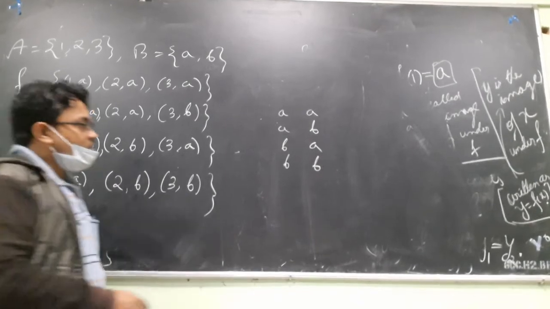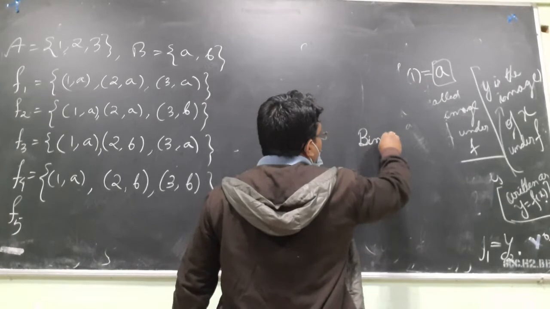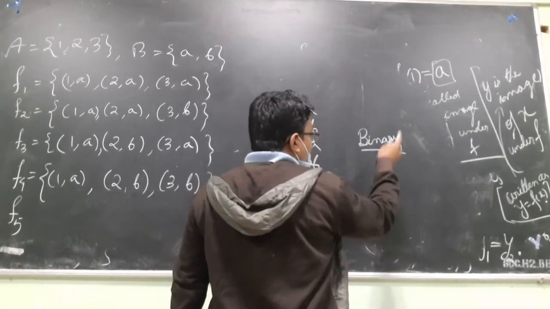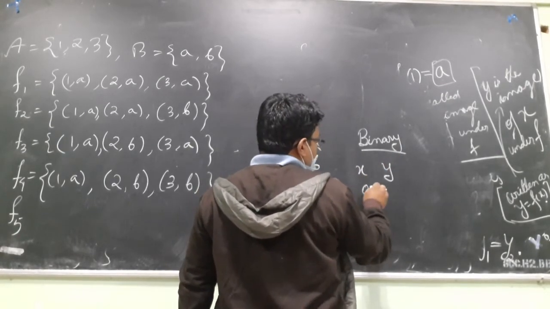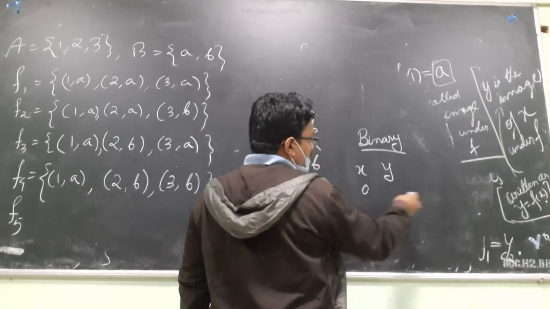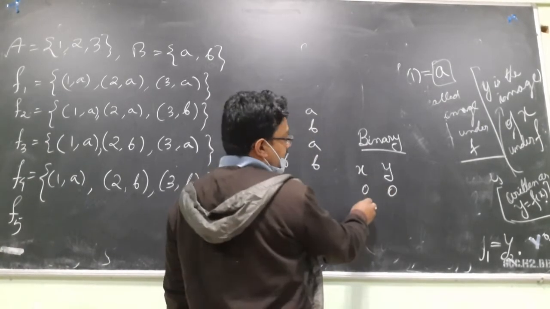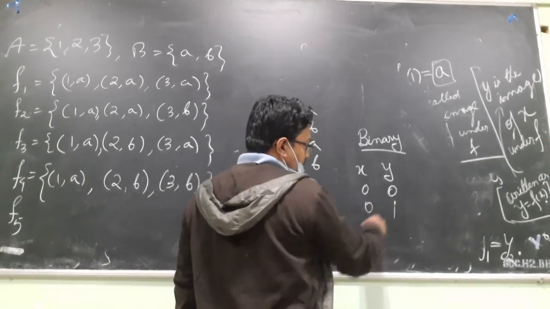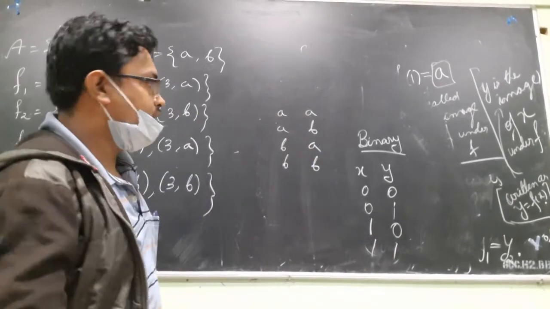These are actually taught in your binary number system. In your school, if you have this computer paper, there also you will see this type of thing. Suppose x and y take the values 0 and 1. So what are the possible values that x, y can take? Both can be 0, or x is 0, y is 1, or x is 1, y is 0, or both 1. These are the only possibilities.